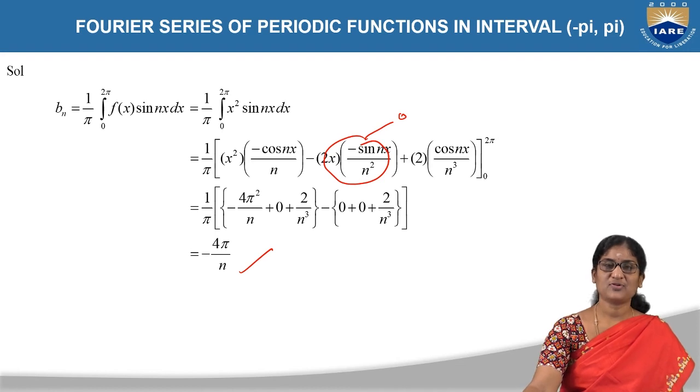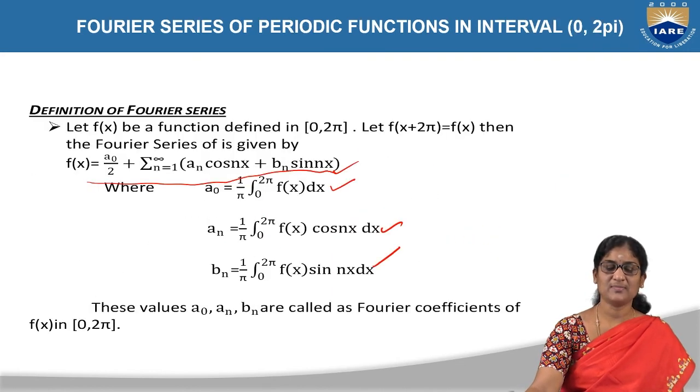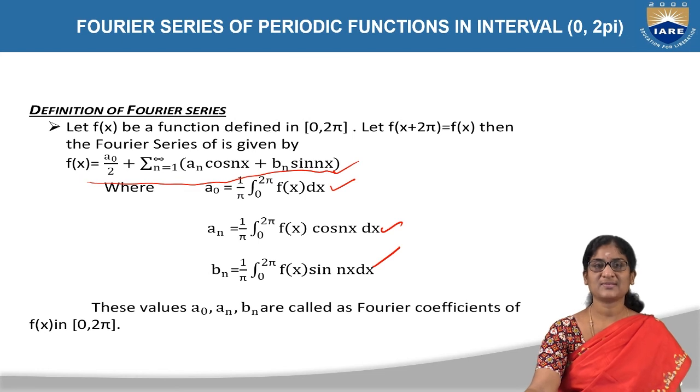In this Fourier series, we need to find the Fourier expansion, that is f of x is equal to a0 by 2 plus summation n from 1 to infinity an cos nx plus bn sin nx. And we need to find the 3 Fourier coefficients a0, an and bn. These have the formulas: a0 is 1 by pi integral 0 to 2 pi f of x dx, an is equal to 1 by pi integral 0 to 2 pi f of x cos nx dx. Similarly, bn is equal to 1 by pi integral 0 to 2 pi f of x sin nx dx.